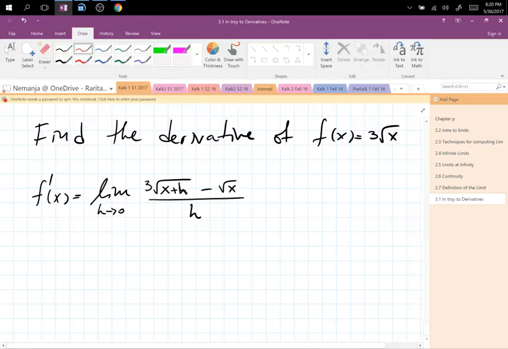So here's the step. Oh, I forgot the 3 over here. No one said anything. So rationalize. 3 root x plus h minus 3 root x, over root x plus h. So just follow the algebra from here, and you should be able to do it quickly.